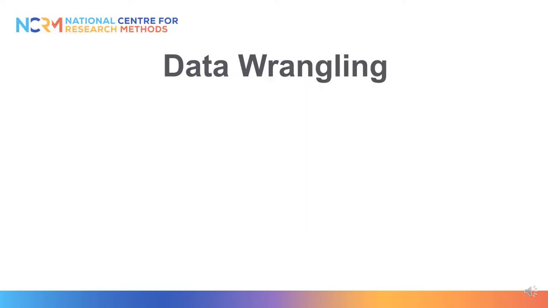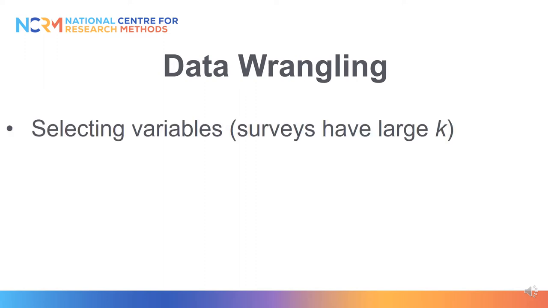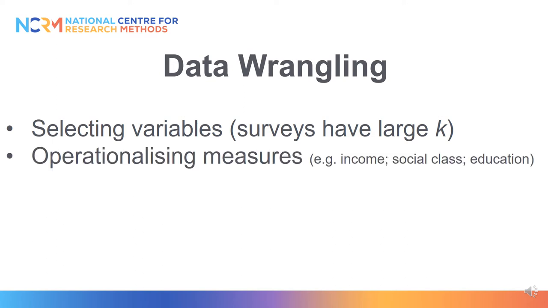Data wrangling. What does the data wrangling phase involve? It involves a number of steps, commonly selecting variables. Surveys tend to have a large number of variables, but we will only want a small number of them for our specific analyses. We'll need to operationalize measures. The data may have information on income. It may be net income or gross income or household income. And we need to operationalize the measure given our research question.